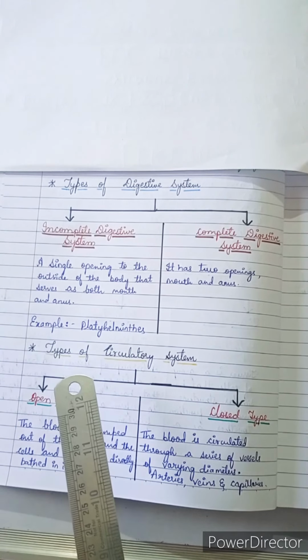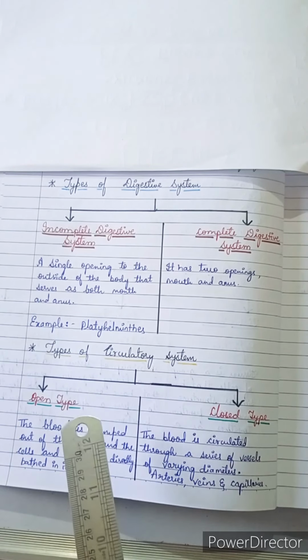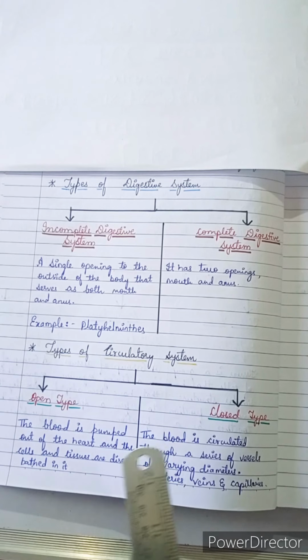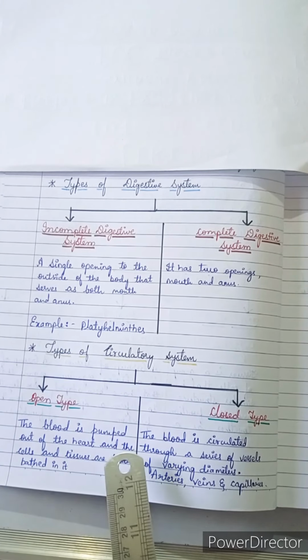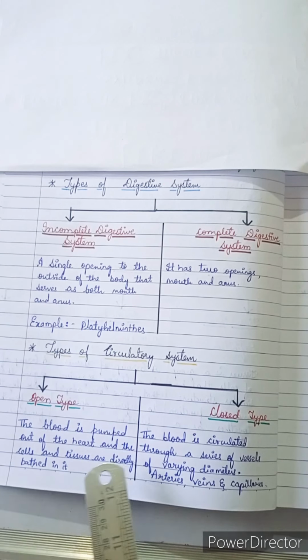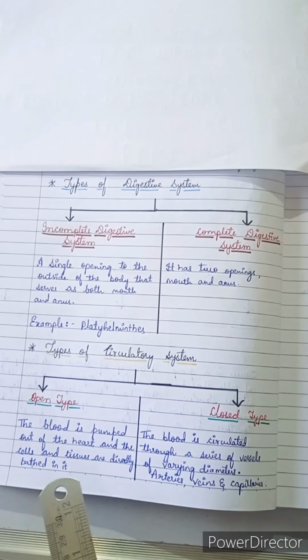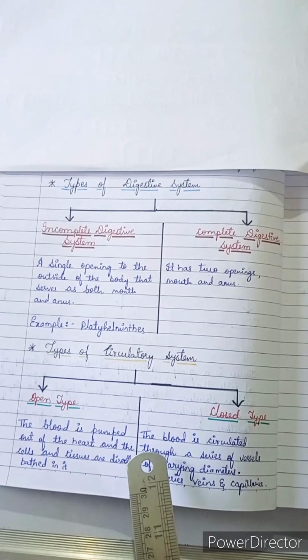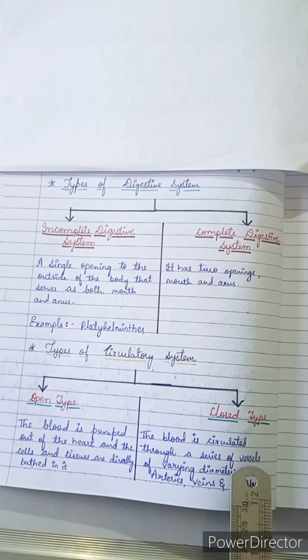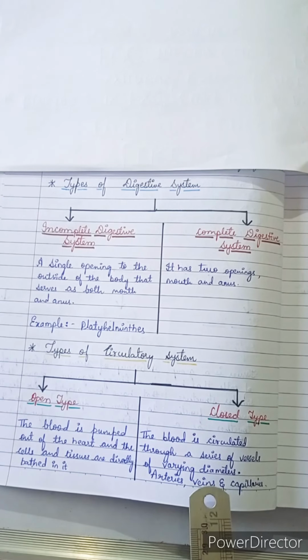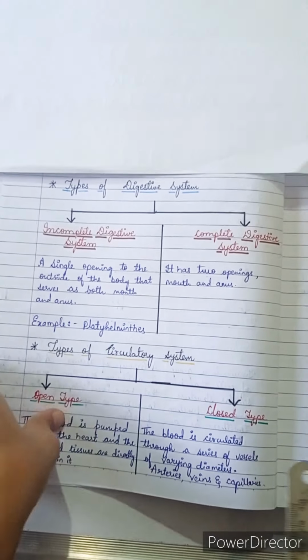We'll see the types of circulatory system, open type and closed type. In open type, what happens? The blood is pumped out of the heart and the cells and tissues are directly bathed in it. In closed type, the blood is circulated through a series of vessels of varying diameters such as arteries, veins and capillaries.